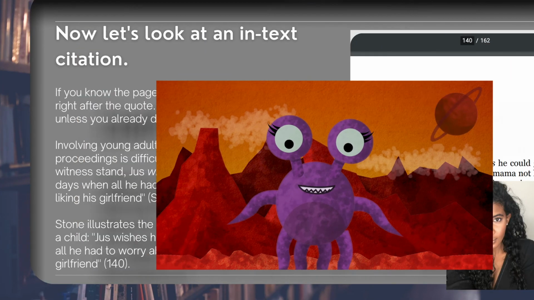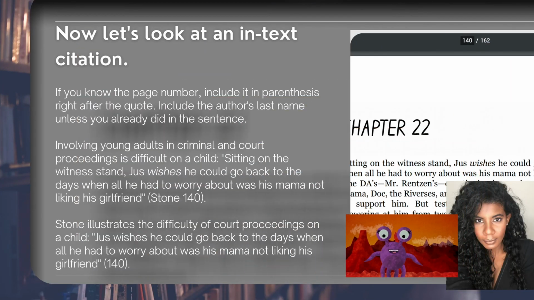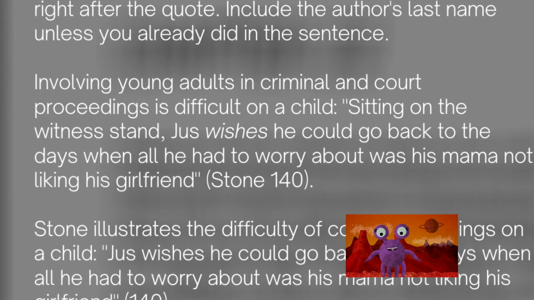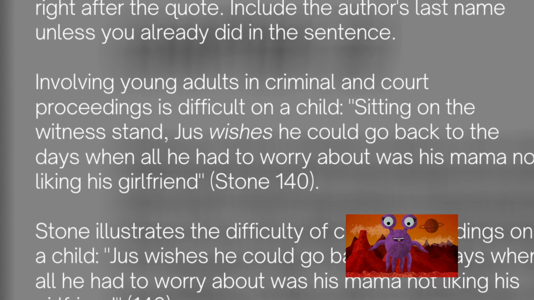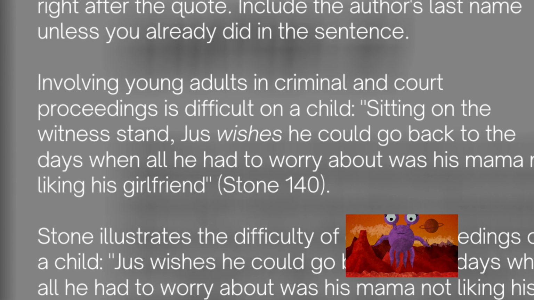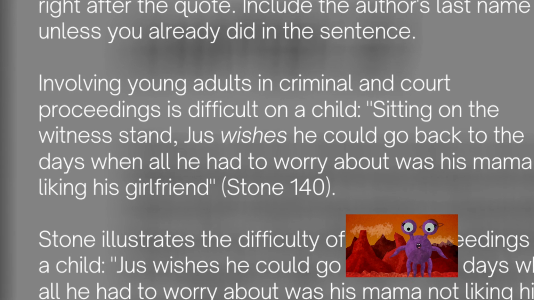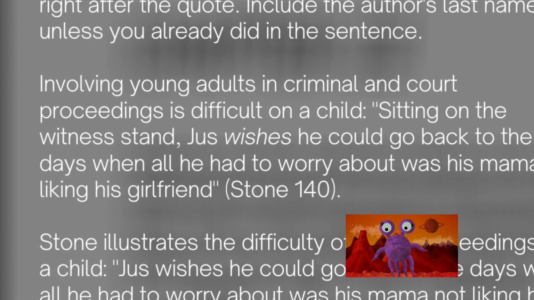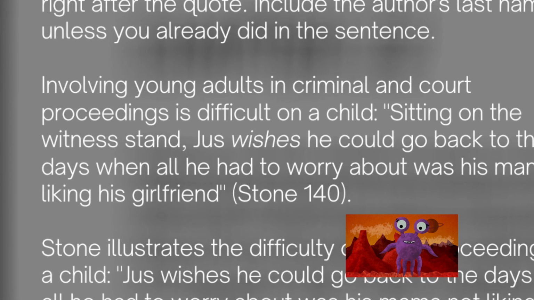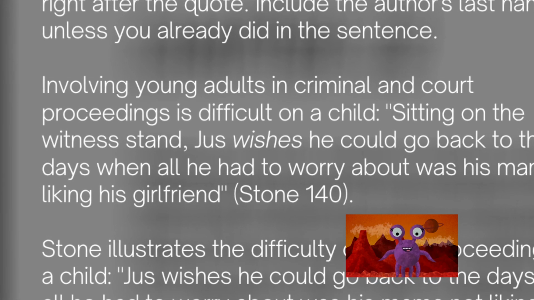Here's my first sentence. Involving young adults in criminal and court proceedings is difficult on a child. Sitting on the witness stand, just wishes he could go back to the days when all he had to worry about was his mama not liking his girlfriends. And then because I didn't use Miss Stone's name in the sentence before the citation, I do need to include it in that citation. And I'm going to put that period on the outside.